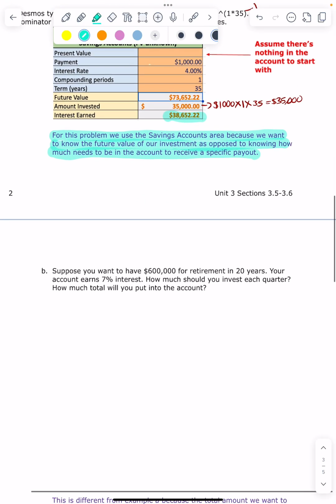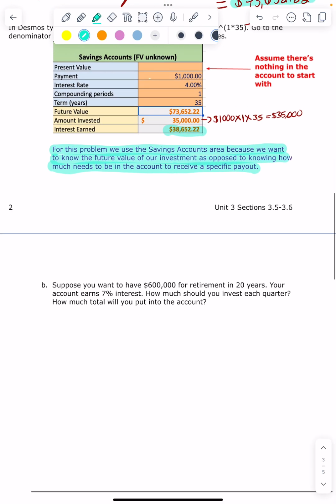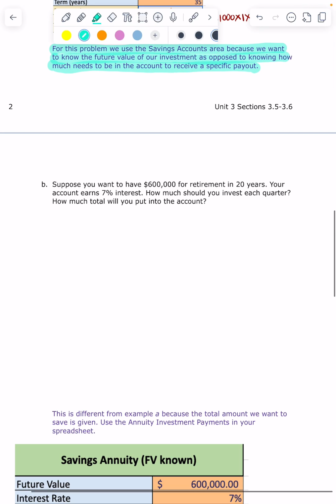That's one thing about doing it by hand that makes it a little easier than doing it in Excel, because there's 3 different boxes in Excel that you can put these types of problems in, and you have to know which one is which.